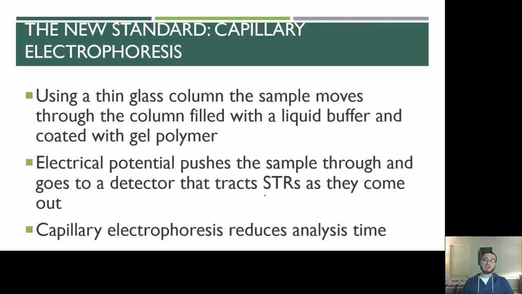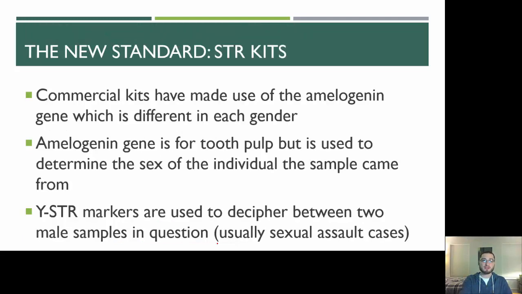So using a thin glass column, the sample moves through the column filled with a liquid buffer and coated with gel polymer. And the electrical potential pushes the sample through and goes to a detector that's going to track the STRs that come out. And we have this capillary electrophoresis. So it's different than gel electrophoresis. We're using capillary electrophoresis, which is the new standard, which is going to reduce analysis time. It's going to be a lot faster.